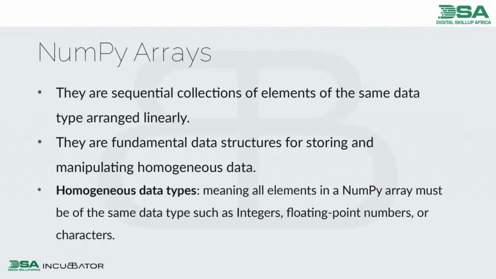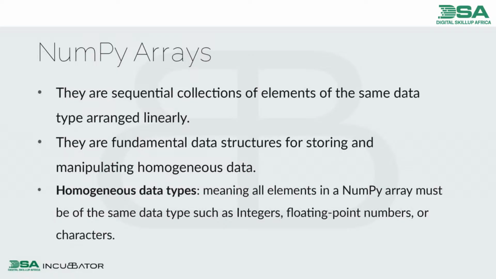All right. Then what are NumPy arrays? They are a sequential collection of elements of the same data type arranged linearly. I told you it must always be the same data type. You cannot mix integer with character or character with a float or whatever. It has to be what? It has to be the same data type.